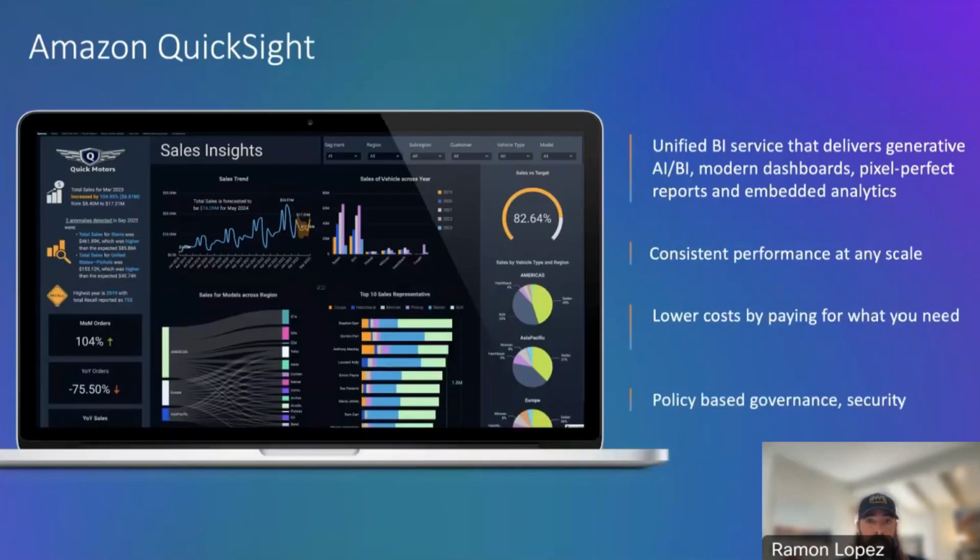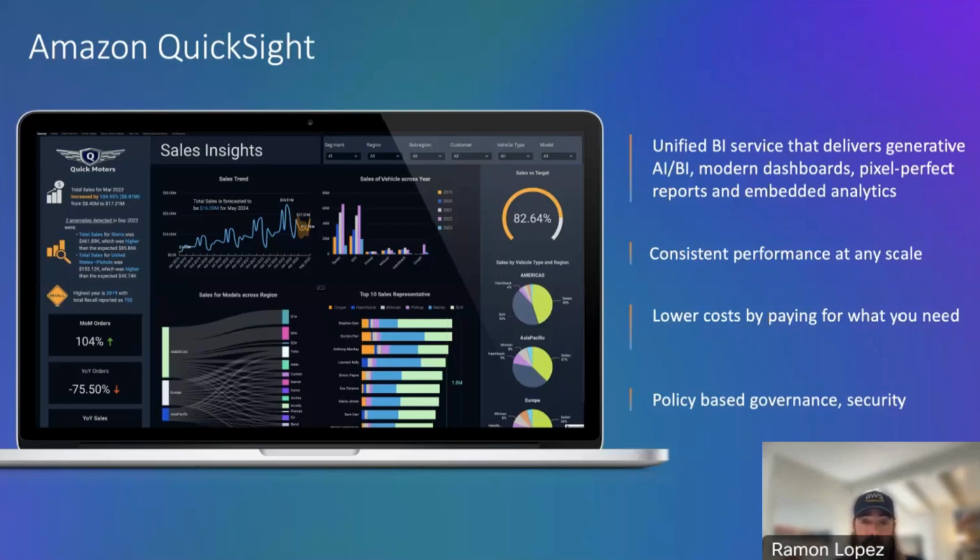So Amazon QuickSight, what are we? Who are we? If you don't know, welcome. We are a unified BI service delivering generative artificial intelligence on BI, delivering modern dashboards, delivering pixel-perfect reports, and delivering embedded analytics, all within one platform. QuickSight was born on the cloud, so we're able to provide all of these different capabilities with consistent performance in any scale. We're talking tens, hundreds, or thousands of users concurrently and auto-scaling to meet your needs.